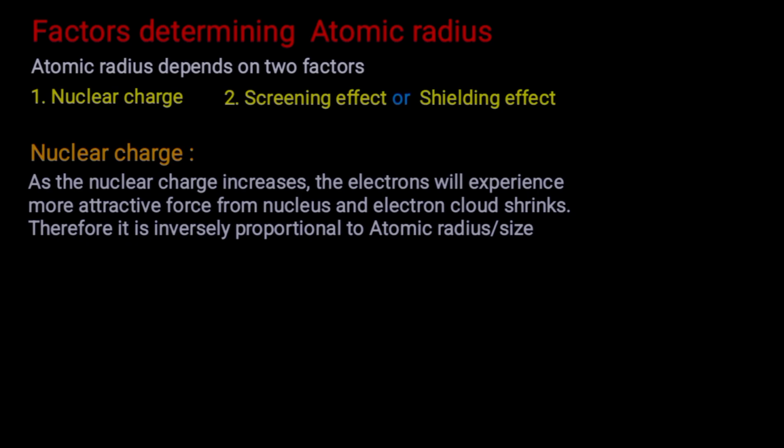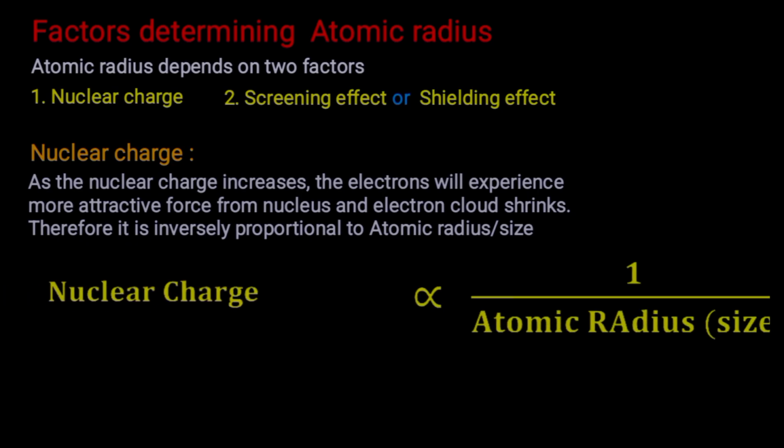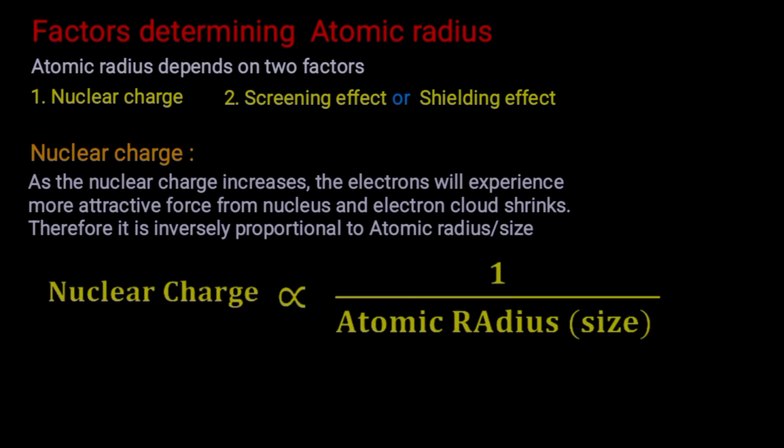The more protons there are, the more the nuclear charge. If the outer electron is close to the nucleus, the nuclear charge also will be more. So the electrons will experience more attractive force if the nuclear charge is more, and the electron cloud shrinks. That's why it is inversely proportional to atomic radius. That means as nuclear charge increases, size decreases. Nuclear charge is inversely proportional to atomic radius or size.